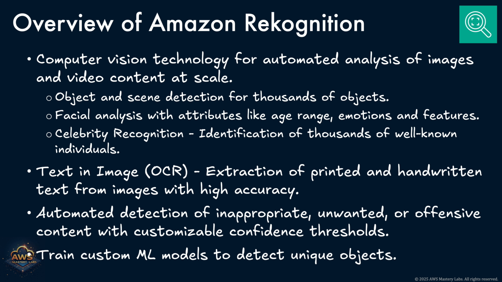Rekognition can identify thousands of common objects like vehicles, animals, and furniture, as well as general scenes like beach, city, or sunset. This is especially useful for automatically tagging media libraries, improving search functionality, or organizing large image collections.